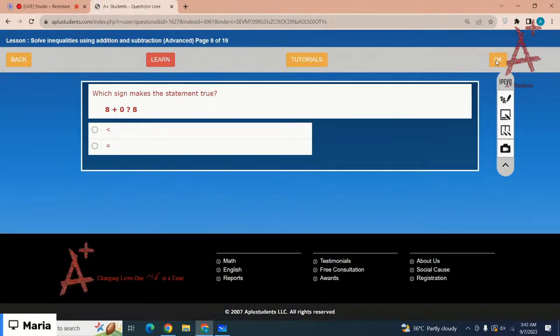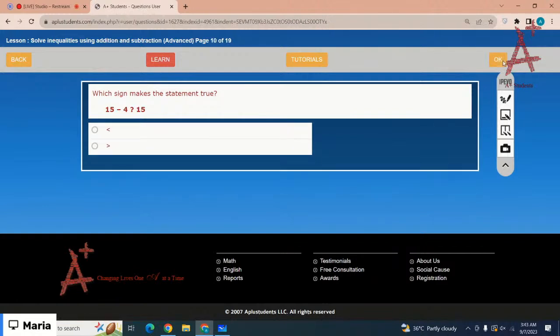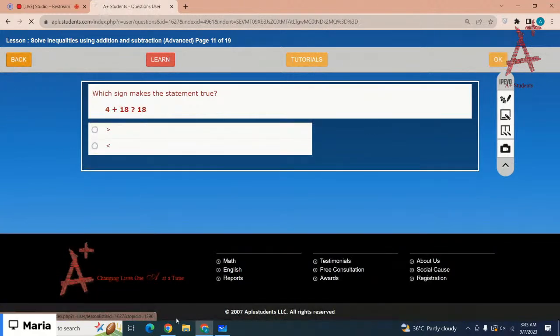Which sign makes the statement true? Which is the correct option? Yes, they both are exactly equal. Which sign makes the statement true? 15 minus 4. Yes, then 15 minus 4 is less than 15, right? Okay, you can complete the lesson by yourself later today.